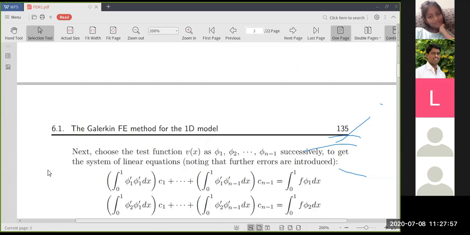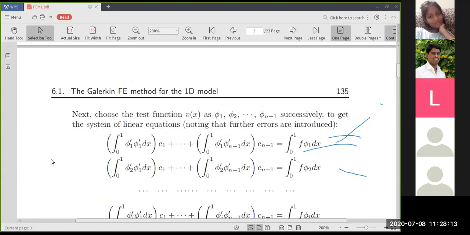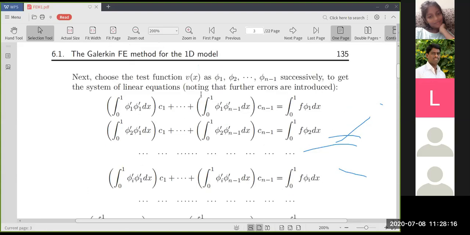So finally, we have this function v. I'm going to replace v by one of the basis functions, phi i. So in the first case you put phi 1, in the next equation you take phi 2, etc. When you consider v in that fashion, v of x as phi 1, phi 2, etc., phi n minus 1 successively, we finally get into what is called a system of linear equations. So in the first equation, your phi1 dash is fixed, phi1 dash, phi n minus 1 dash dx, and integral 0 to 1 f into phi1 dx, etc.